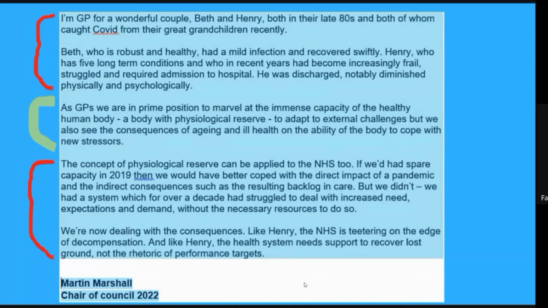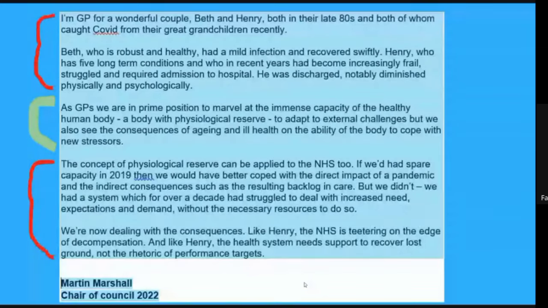So now he goes into his field, like how he felt about this encounter, talking about how as a GP he is in prime position to marvel at the immense capacity of the healthy human body, the body with physiological reserve. So he's gleaning some insight into this encounter, looking at this man and the circumstances around him going into hospital with COVID, his past medical history, and all of that.